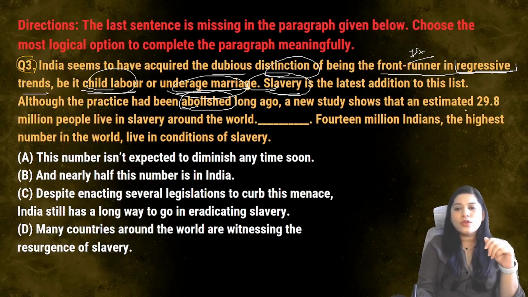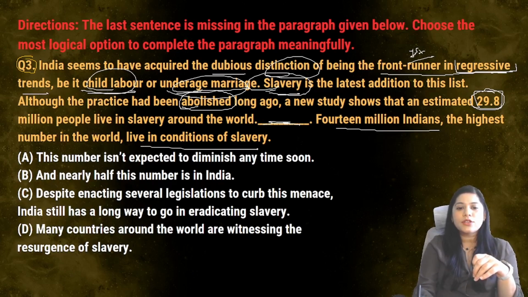A new study shows that an estimated 29.8 million people live in slavery around the world. The next line says 14 million Indians, the highest number in the world, live in conditions of slavery.